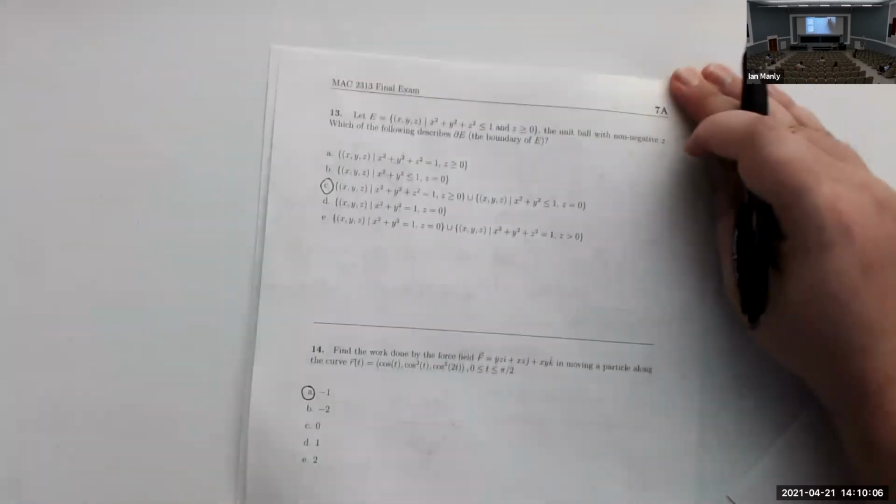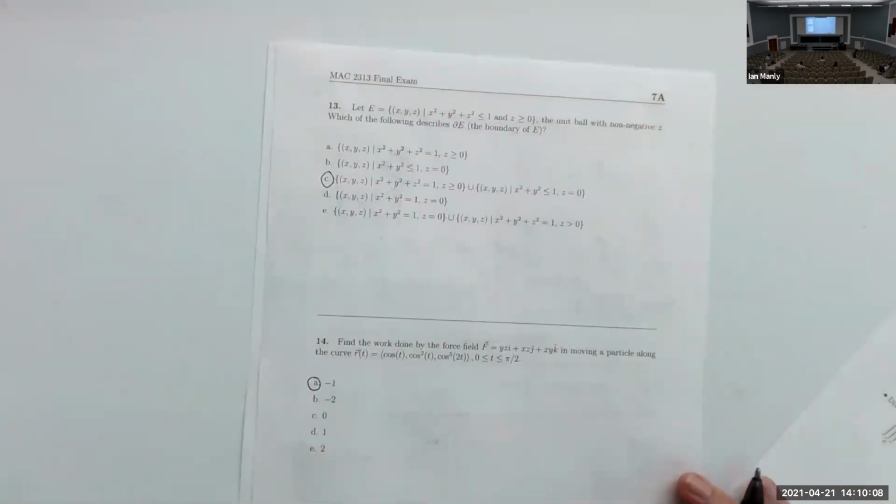All right. Let's take a look at the next one here. Let E be the set of all x, y, z, such that x squared plus y squared plus z squared is less than or equal to 1, and z is greater than or equal to 0. So this is the unit ball with non-negative z. All right, so what's that going to look like?